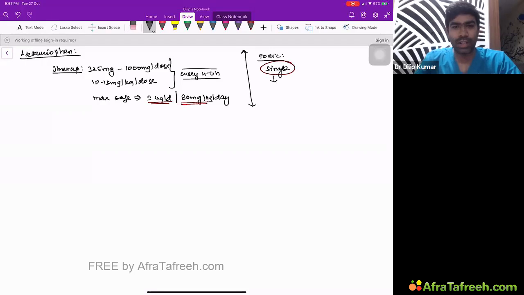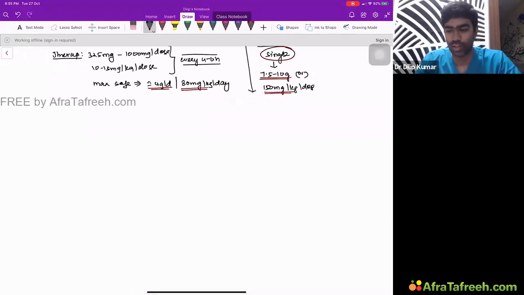If it's going to be a single toxic dose of paracetamol, usually in adults it is 7.5 to 10 grams. So this is a single toxic dose. If it's more than that, it's going to be bad. Alternatively, if you are talking about children, you can talk about 150 milligram per kilogram per dose. If it is more than that, there is a high risk of toxicity. This is the definition of a toxic dose.